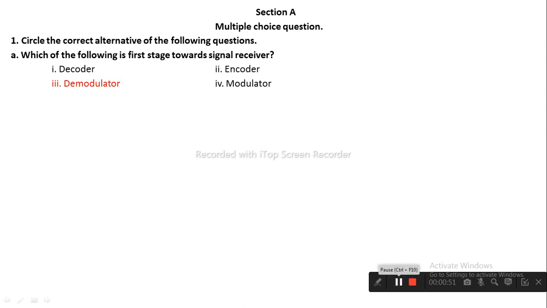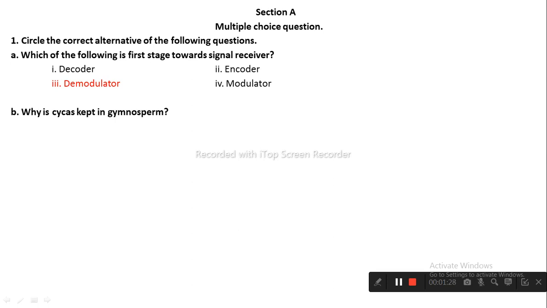So we know that the decoder removes the possible error in the final output signals, whereas the encoder compresses the data to a minimum number of bits. Demodulator is the first step on the side of the receiver, and the signal received in the receiver is demodulated, and the modulator modulates the data to be transmitted by the carrier. So the first stage towards the signal receiver, the correct answer is demodulator.